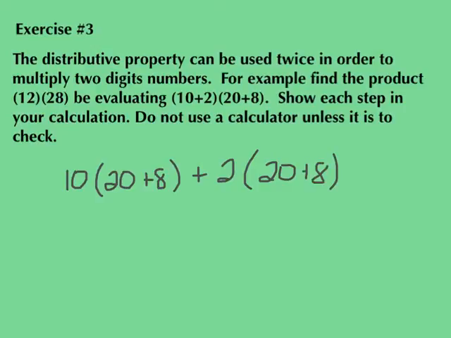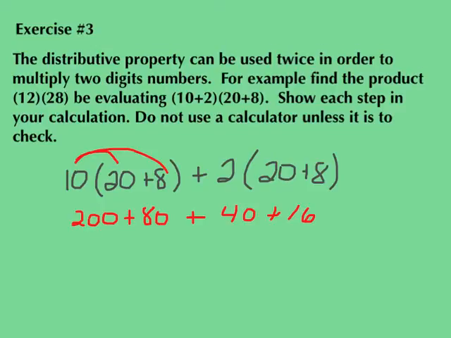Now I'm going to use the distributive property twice. Don't forget, whenever I say distributive property, I know when I jump my parentheses I need to multiply. So 10 times 20 is 200. 10 times 8 is 80. Plus 2 times 20, which is 40. 2 times 8, which is 16.